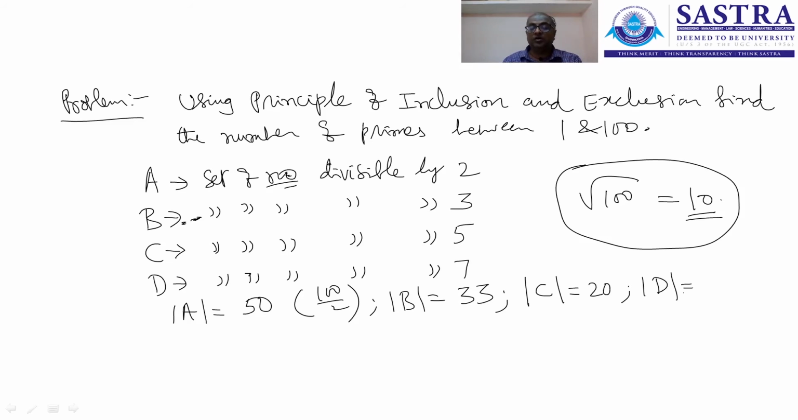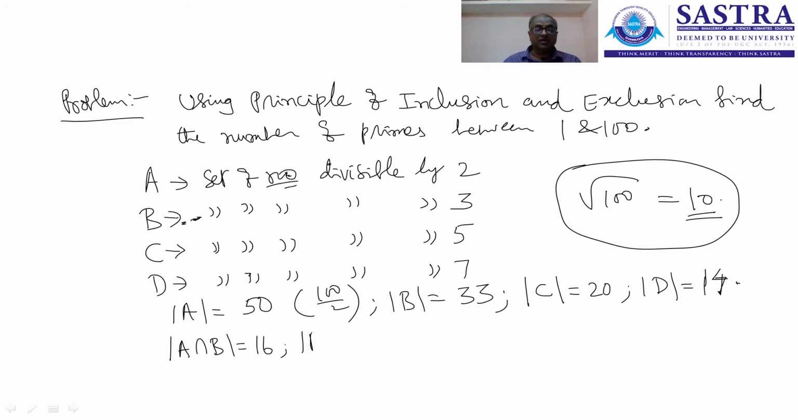Cardinality of D would be the numbers divisible by 7. Let me write it like this: 7 ones are 7, so I'll have remainder 30, 28, sorry, not 17, 14. 14 into 7 is 98. So I have this. Then I get cardinality of A intersection B, that is the set of numbers divisible by 2 as well as 3. 2 into 3 is 6, so I will have 16. 16 into 6 is 96.